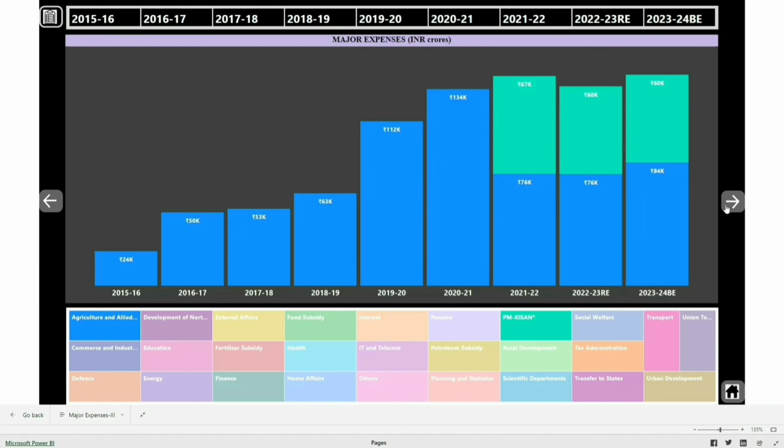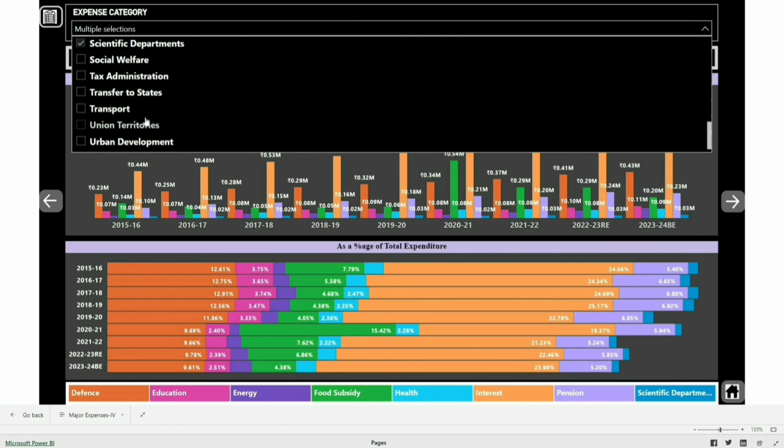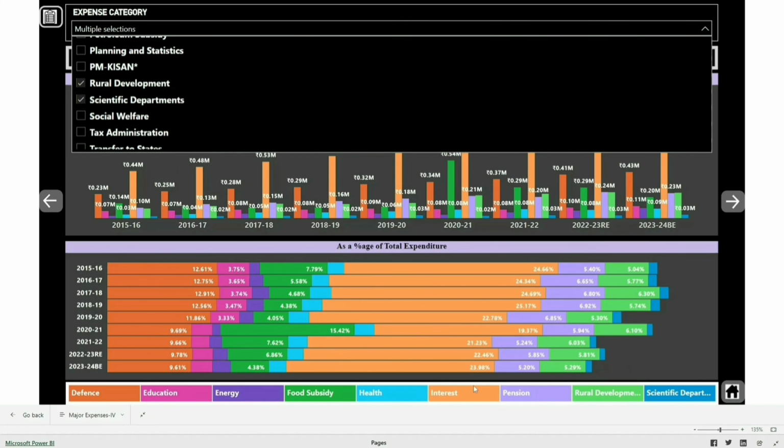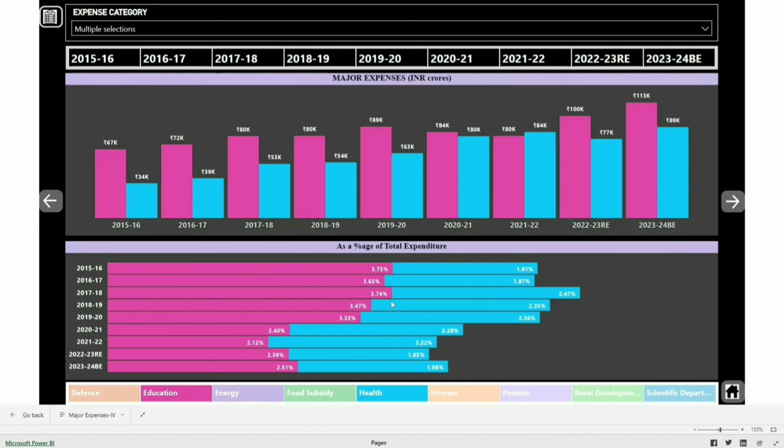Moving forward, what I've done here is I've included a filter. So you can use this filter, right? And let's say you can include anything. You can include rural development, right? And you can see rural development here. Click on that and see what is the percentage of expense being incurred for the same and the amounts as well. You can also click on, let's say, education and healthcare and compare this over the years. So let's move forward.